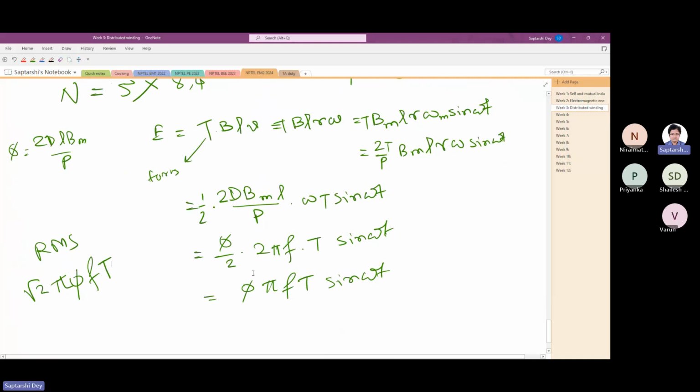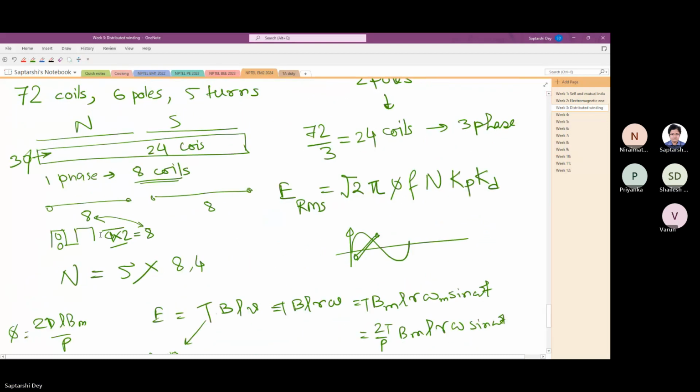Once you do that, then the concept of the vector group, vectors, comes. So then it becomes root 2 pi f t into n, where n is the number of coil sides per pole. Now the Kd and Kp come into the picture. This is what they are calling capital N. So N in this case becomes number of turns times number of coil sides per pole per phase, which is 8.